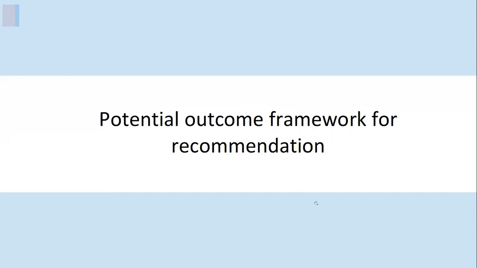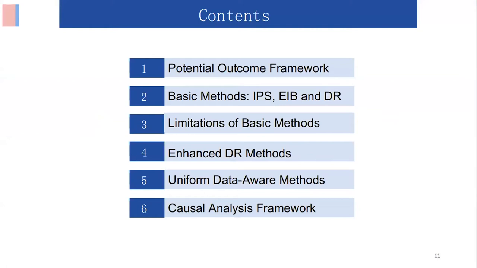It's my great honor to introduce some recent works on causal recommendation within the potential outcome framework. This topic includes six sections. Firstly, we will briefly introduce the potential outcome framework, which is the basis for defining a recommendation task formally. Then we introduce three basic methods: inverse propensity score, error imputation based method, and doubly robust method.